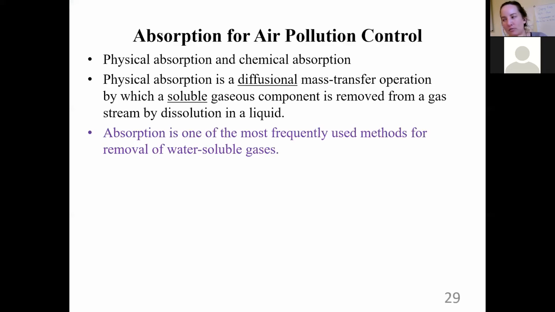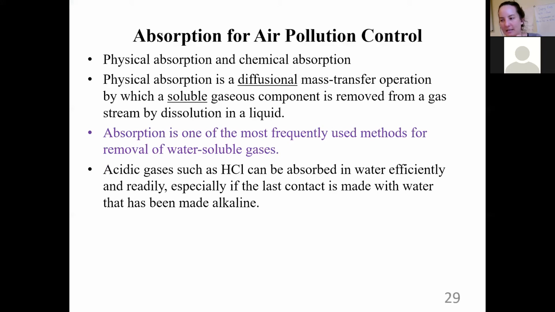This is one of the most frequently used methods for removing water-soluble gases, especially these gases called the acid gases. Acidic gases such as HCl, and also SO2, which forms an acid in reaction with water, H2S, CO2, this is also considered to be an acid gas, not considered to be air pollution, but just so you know, these can be absorbed in water very efficiently.